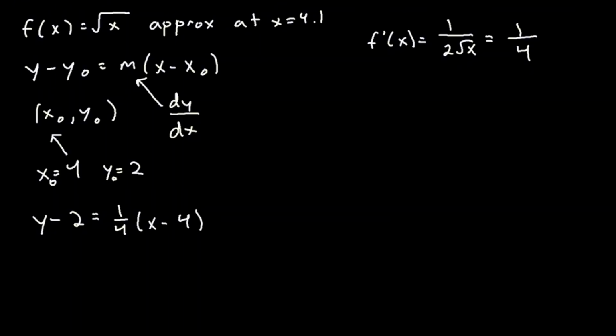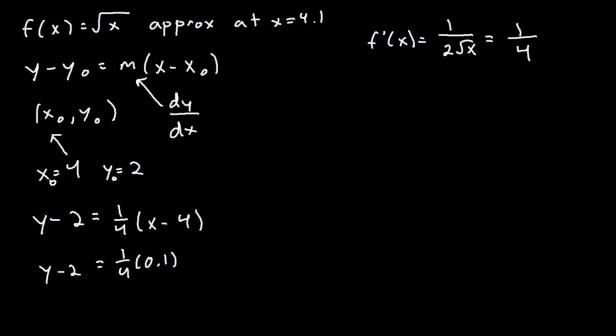And then basically, this is your function for the tangent line. There you go. It's quite easy to do. Now, all you need to do is plug in the value you're trying to approximate. So 4.1, right? So let's plug in 4.1 here. If you plug in 4.1, you get 1/4 times 0.1 equal to y minus 2.